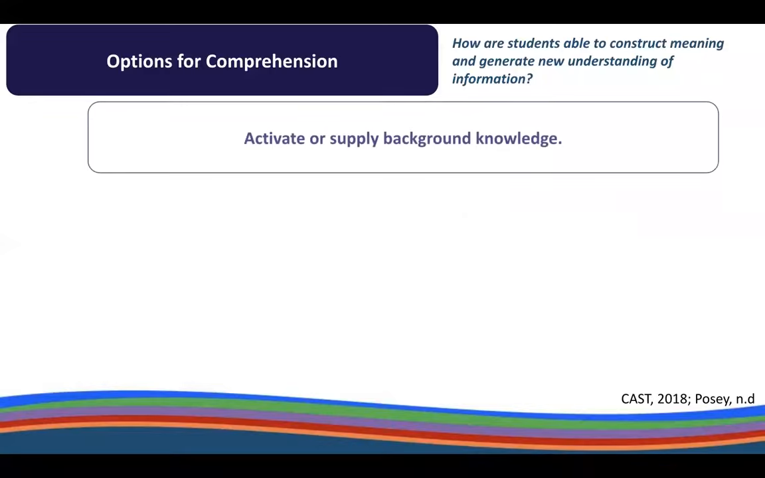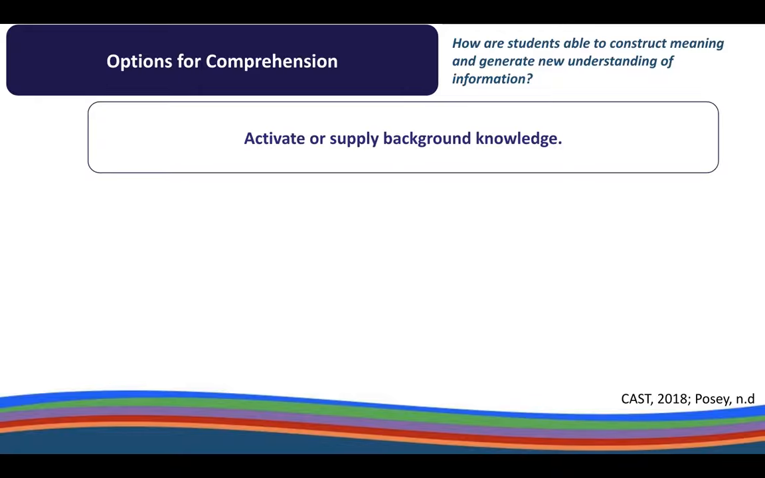The final guideline to consider related to representation is providing options for comprehension. The goal of education is not just to present students with information, but to teach them how to take that information and turn it into knowledge that is useful and relevant to them. Here we have 4 checkpoints to consider in creating opportunities for students to process and understand the information in ways that are useful. You can activate or supply background knowledge.